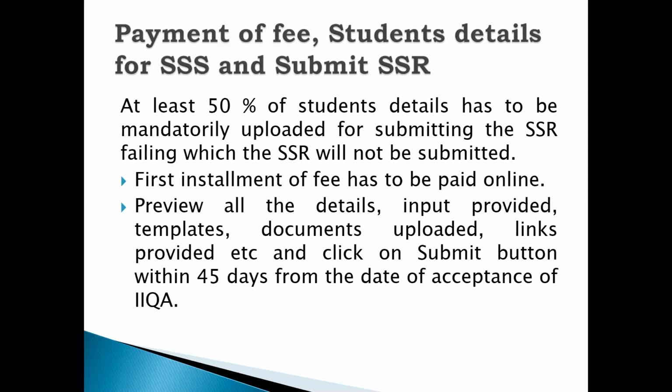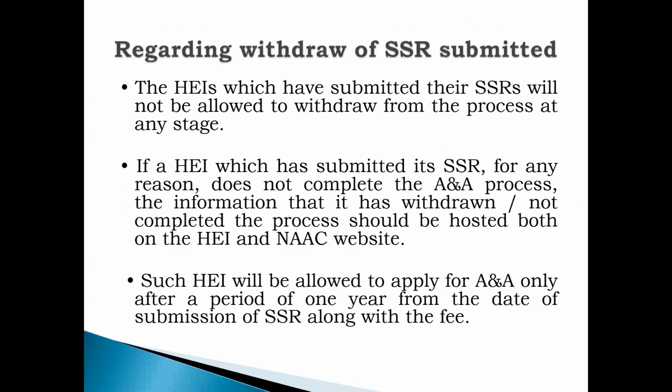So 50% of the student details have to be uploaded. While uploading the student satisfaction survey details for 50%, please ensure the name of the student, email and mobile number do not get repeated. After this, you have to pay the first installment of SSR. Please review all the data inputs and then click the submit button.